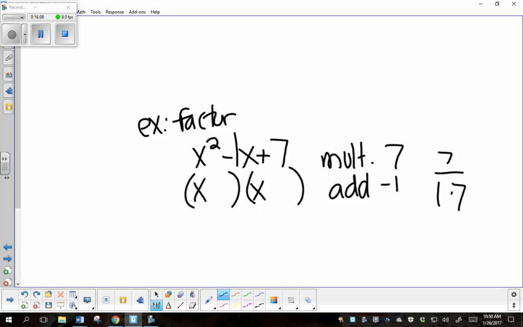That's it. Now, I have to get a positive 7, and there's no way to take a 1 and a 7 and add up to negative 1. Doesn't matter which one you make positive or negative, they're never going to add up to negative 1. So what you say if this happens is you just say this is prime. This polynomial right here is prime. That means it has no factors other than 1.